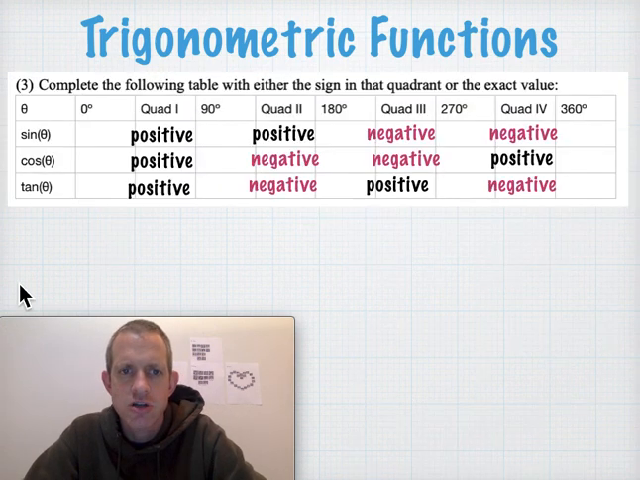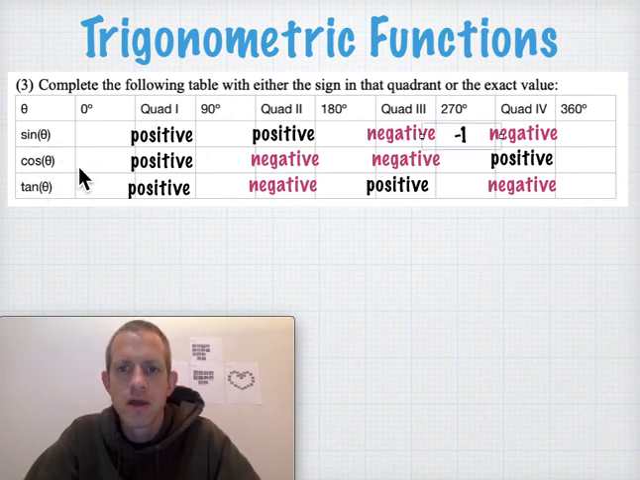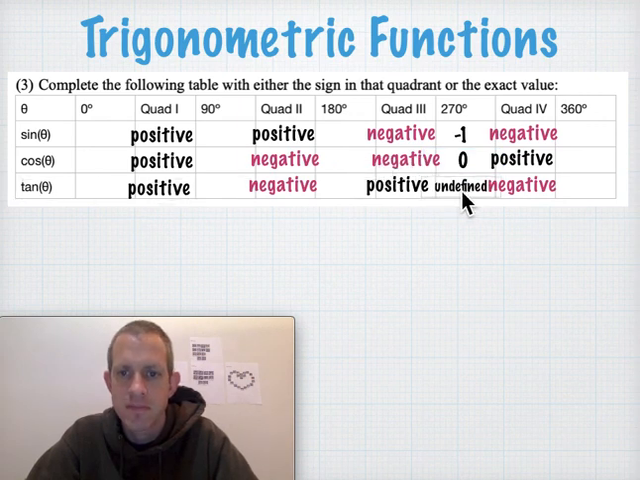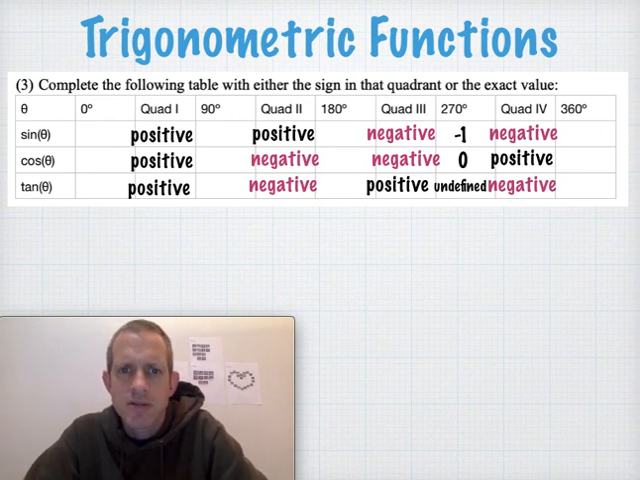So if we go back to this chart from earlier, we saw that sine of 270 is -1. We saw that cosine of 270 is 0. And we saw that the tangent of 270 is undefined. I would encourage you to take a moment and hit pause and see if you can find sine, cosine, and tangent for 0 and 90 and 180 and 360 and complete this chart. If you don't want to take the time to do that, I'll fill it out right now too.